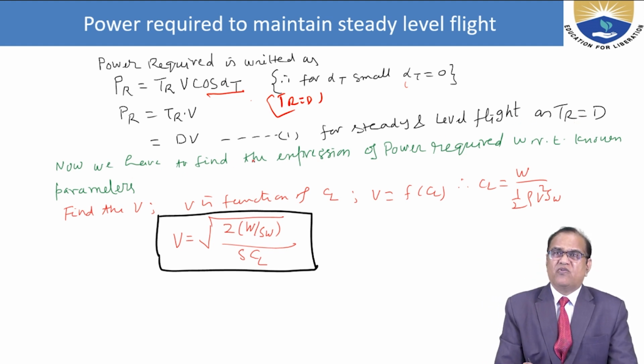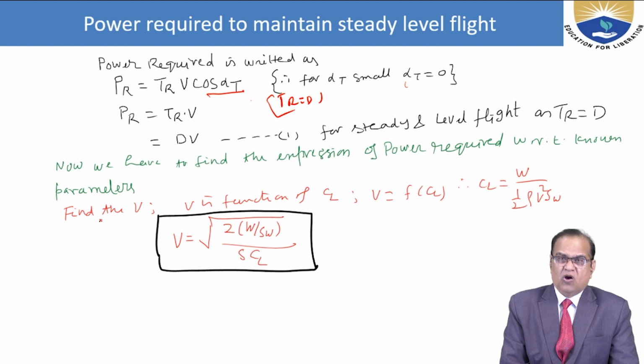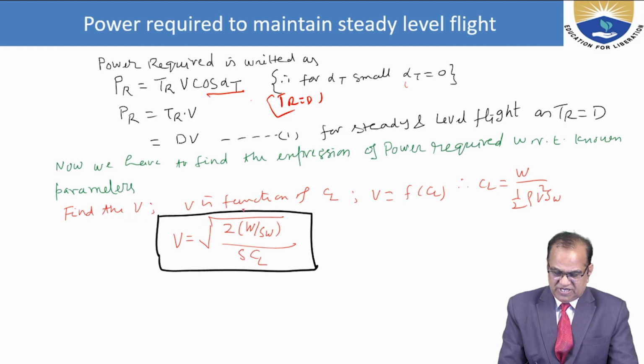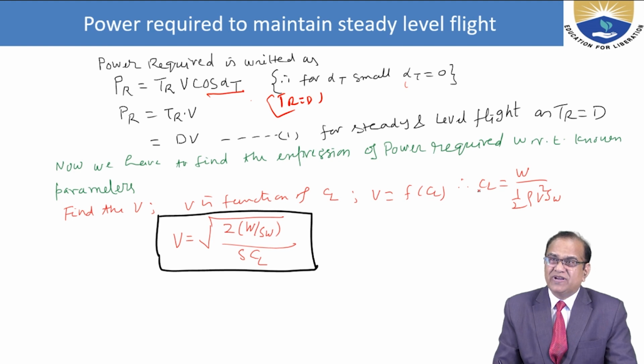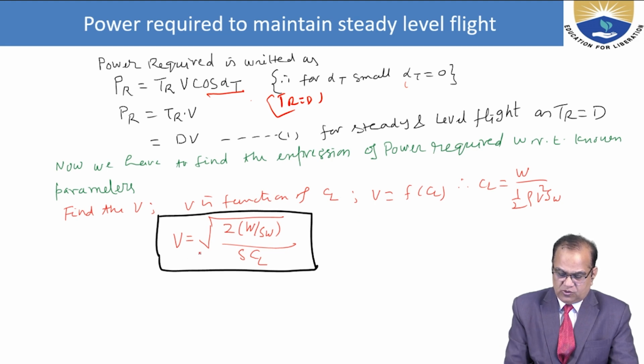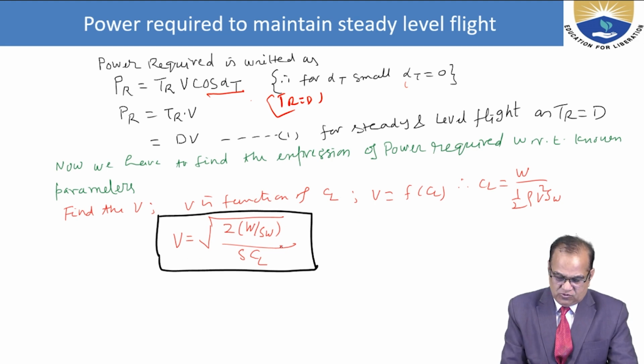Now we have to find the expression for power required with respect to the known parameters. We have to find out the velocity. V is a function of CL. So we can write CL is equal to W over half rho V square SW. So V is equal to the square root of 2W by rho SW CL. So this is the velocity equation.